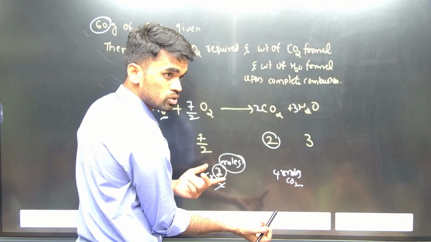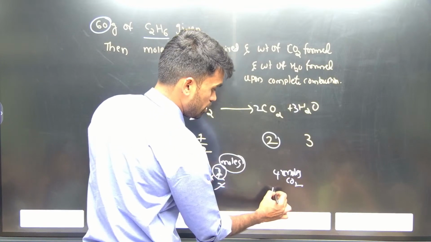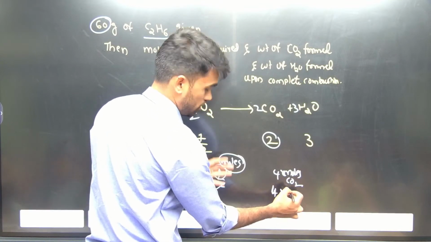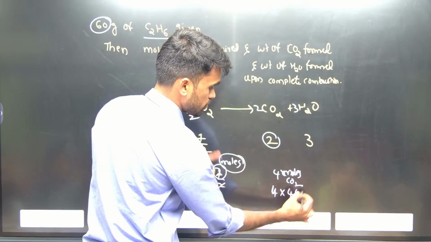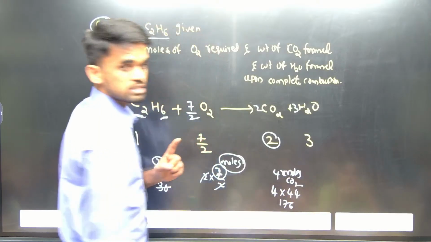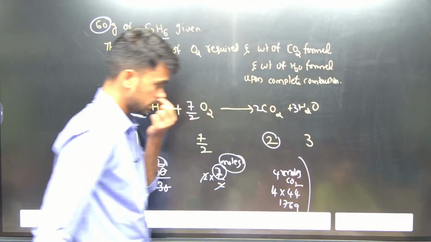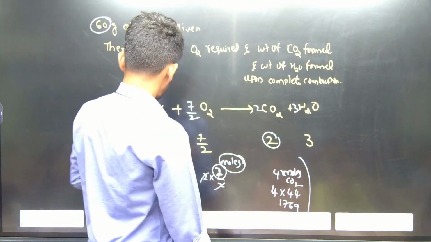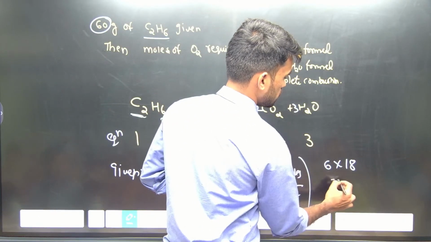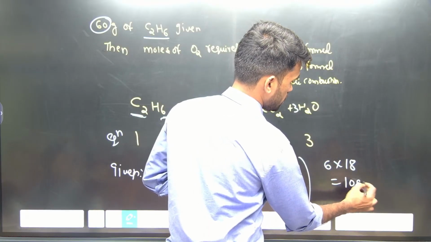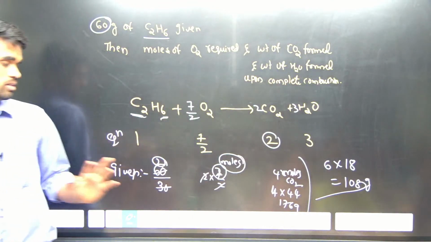So what to do? Weight means what to do? Number of moles into molar mass. How much? 44. So 4 into 44, 176. Everyone? Nice. This one? So 1, 3, 2, 6, 6 into 3, how much? 18? That is your answer for the question. Okay, everyone got this? Yeah.